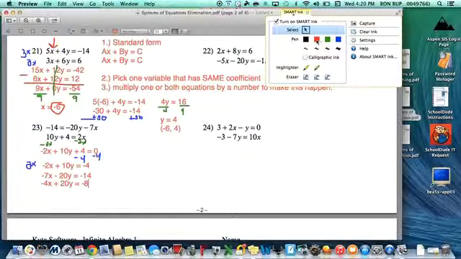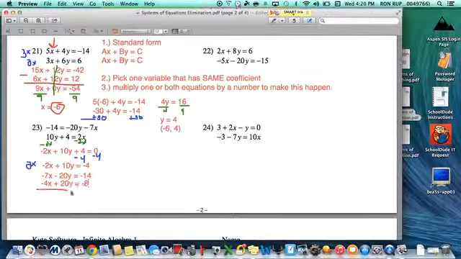Now here's where you've got to be careful. To get negative 20 and 20 to cancel out, I would add them. Because if you do me a favor, if you type negative 20 minus 20 in your calculator, you'll get negative 40. That's not our goal. But if you do negative 20 plus 20, you'll see that that gives you 0. And that is the goal.